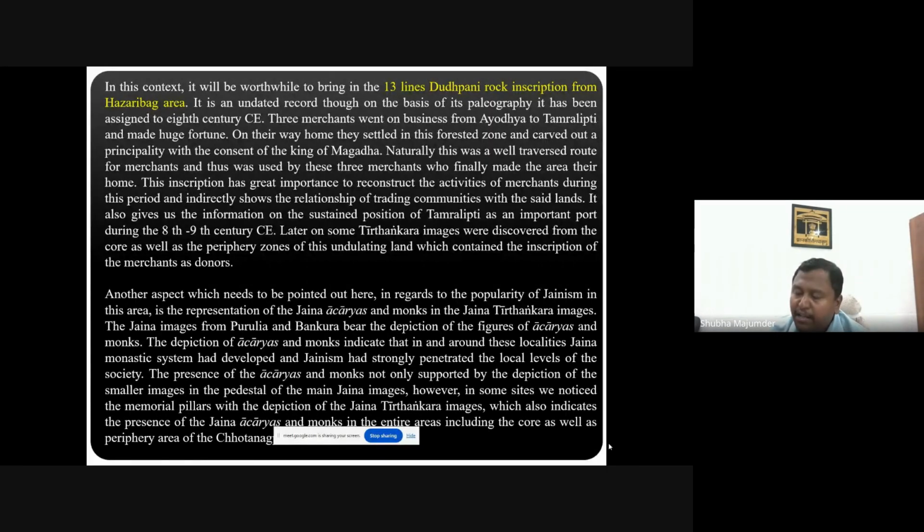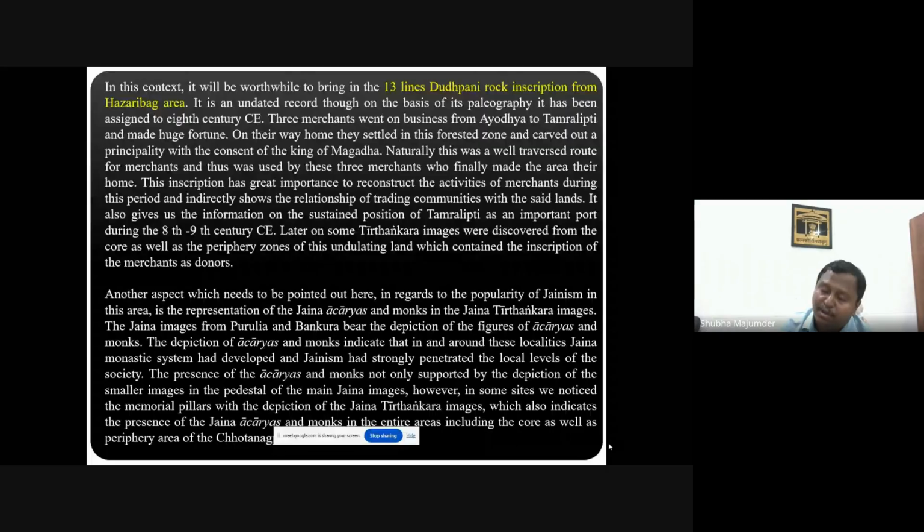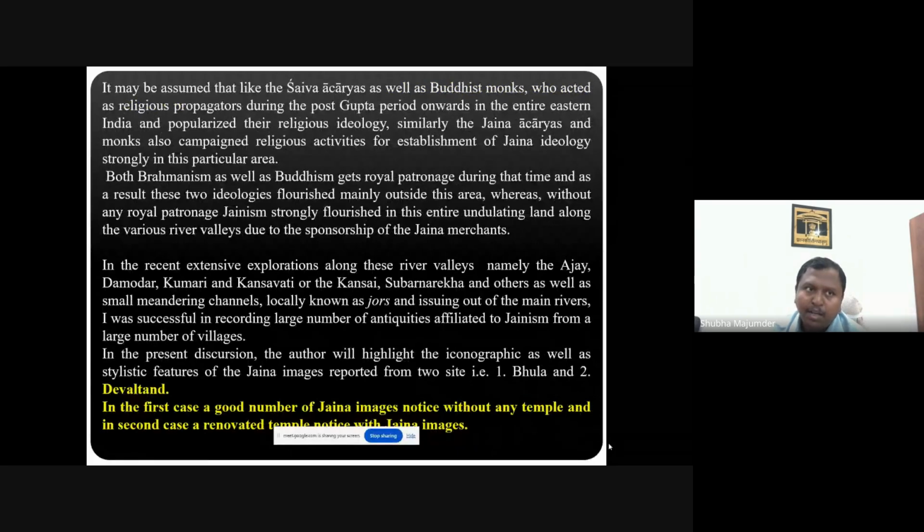We found some images from this part of the Chhotanagpur Plateau, both in the core and the fringe area, with the depiction of the Acharya in the main image of the Tirthankara. It may be assumed, like the Shaivacharyas as well as the Buddhist monks who ran religious missions in the post-Gupta period onwards in the entire Eastern India and popularized their religious ideology, that similarly the Jain Acharyas and monks were also campaigning in religious activity to establish the Jain ideology strongly in this particular area.